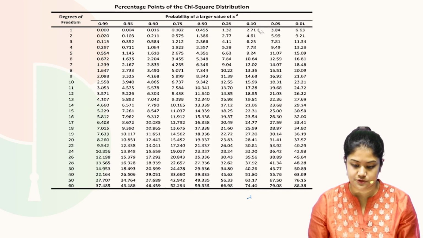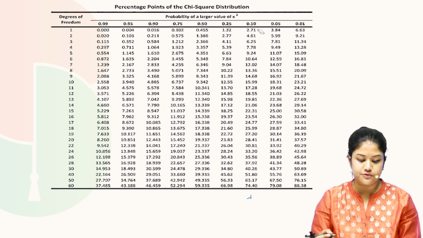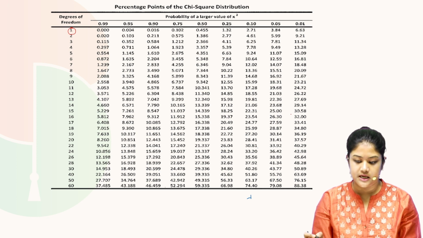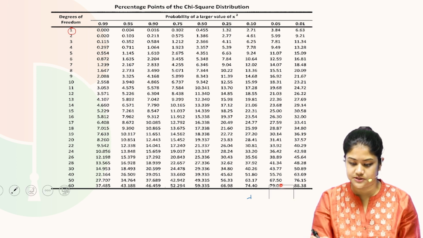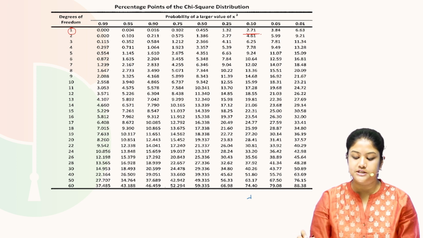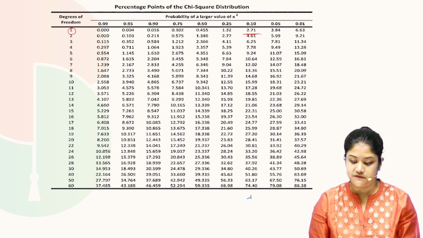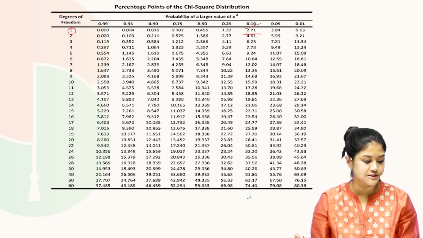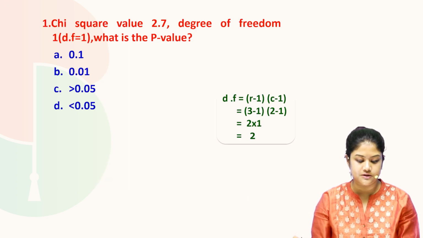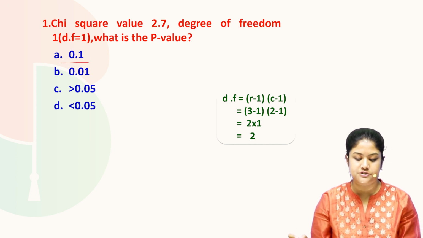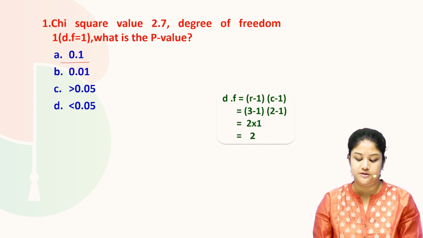So let's look into our table. This is the chi-square distribution table. Here we have degree of freedom, 1 is given in the question, and chi-square value is 2.7. So in this question, our p-value is 0.10. So the answer is 0.10. So in this question, our answer is 0.1, which we have found out from the table.